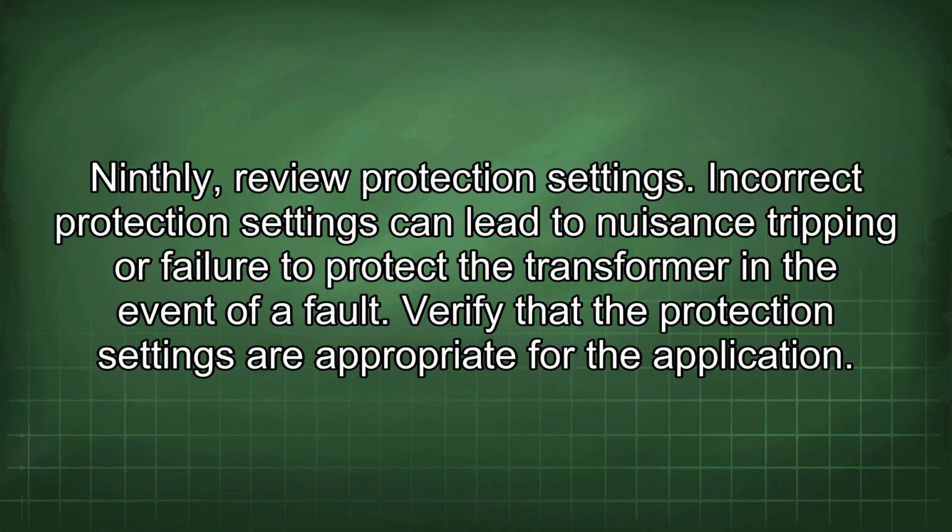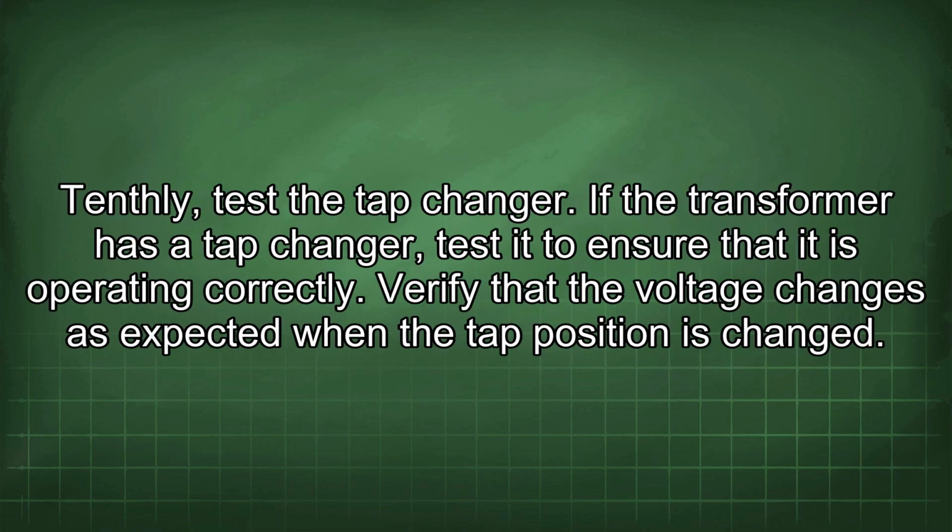Ninthly, review protection settings. Incorrect protection settings can lead to nuisance tripping or failure to protect the transformer in the event of a fault. Verify that the protection settings are appropriate for the application. Tenthly, test the tap changer. If the transformer has a tap changer, test it to ensure that it is operating correctly. Verify that the voltage changes as expected when the tap position is changed.